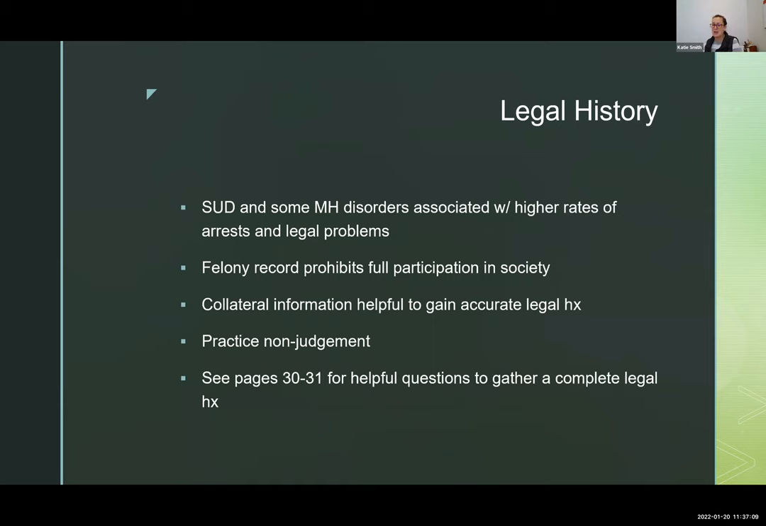Collateral information can be helpful in gaining an accurate legal history. Do they have a probation officer? Do they have a lawyer you can talk to? We really want to practice non-judgment. Here's the thing. Substance use disorders and mental health disorders are highly criminalized. We punish people. It's what we do as a society. We've criminalized this.